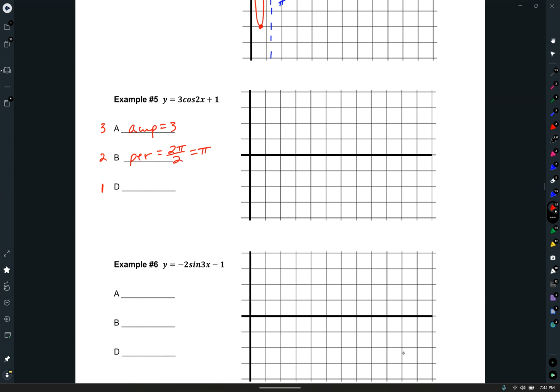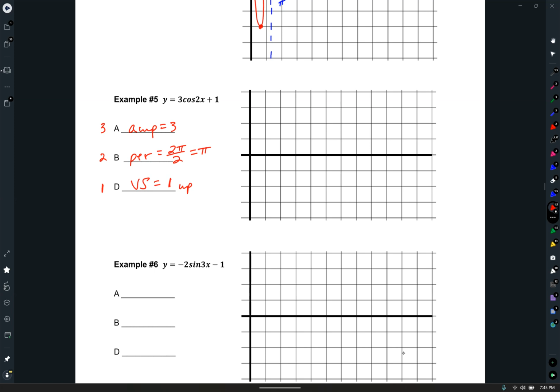So the period is pi. And if the D is 1, that means the vertical shift is 1 unit up. And this is what I want you to write in these blanks, okay? For letter B, don't just tell me pi, tell me the period is pi. For letter A, don't just tell me 3, tell me the amplitude is 3, and so on.